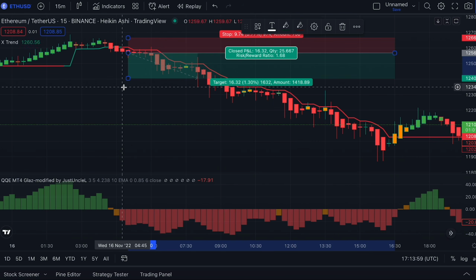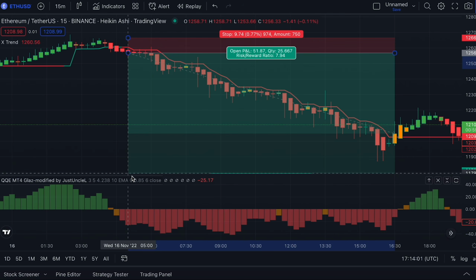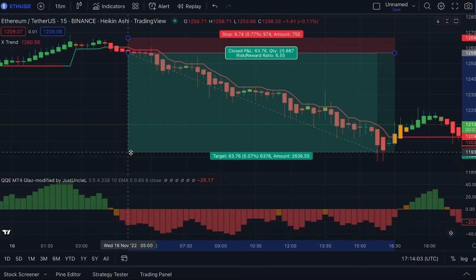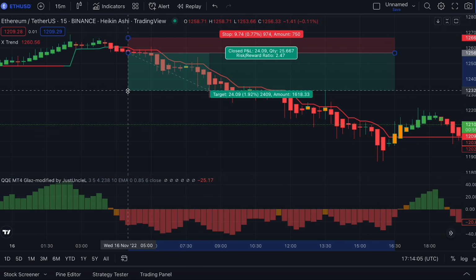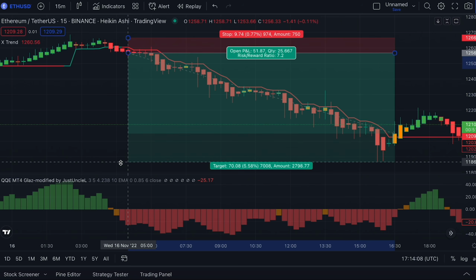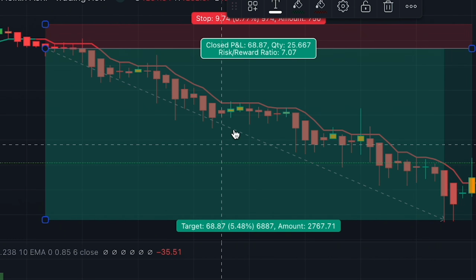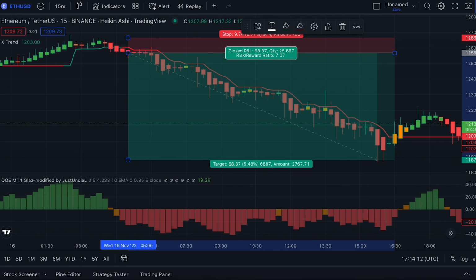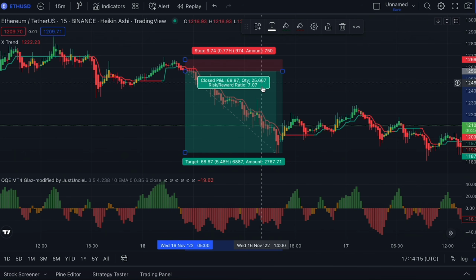You'll continue in a straight line until the QQE histogram bar turns green. So, why don't we take this all the way up to this point? The risk-reward ratio would have been the place to find something like this. It would have been 1 to 7.07 times the risk amount in a situation like this.